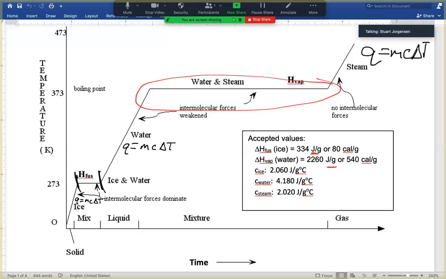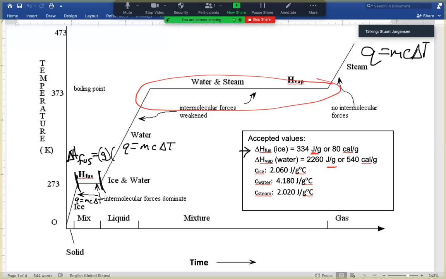And so we would actually just look at our units. For our heat of fusion, the change of heat of fusion, it is 334 joules per gram. Oh, okay. So if you want to know your delta H of fusion, you're just going to go ahead and take your mass, your grams, times that delta H of fusion.